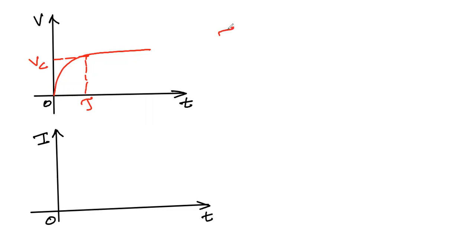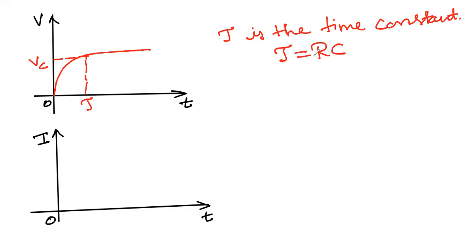So what is tau? Tau is nothing but the time constant. Tau is equal to RC. And what is the curve for the current versus t? It's going to be a decay curve because the current is decreasing. So for the voltage, this is exponential.